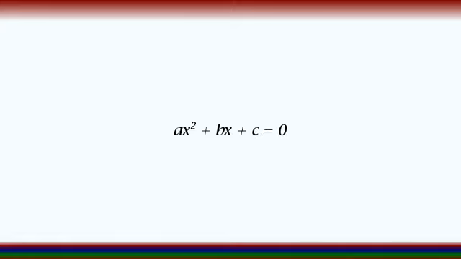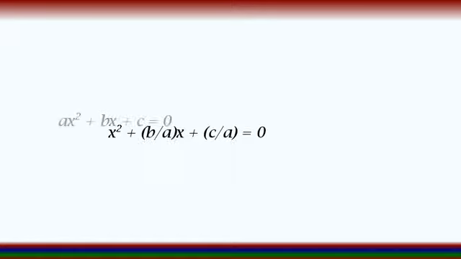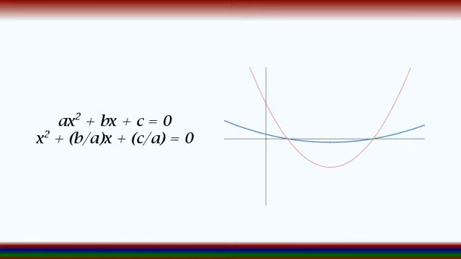First, we can divide the whole equation by a to get a thing that looks like x squared plus b over a x plus c over a equals 0. Second, we can show on a graph that as long as we don't multiply or divide by 0, the places where the expression is 0 don't change when multiplying.